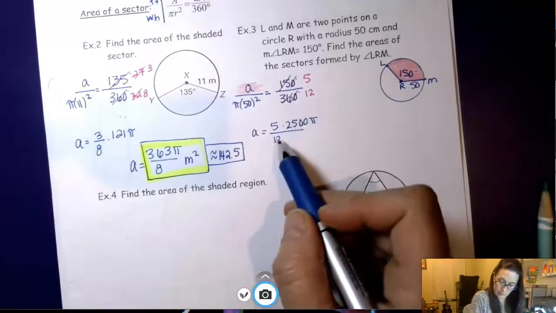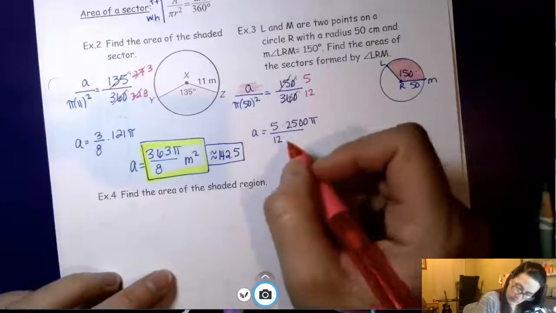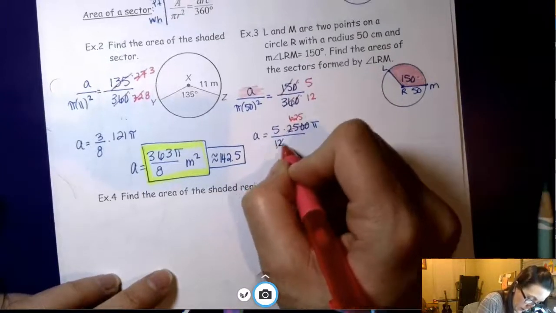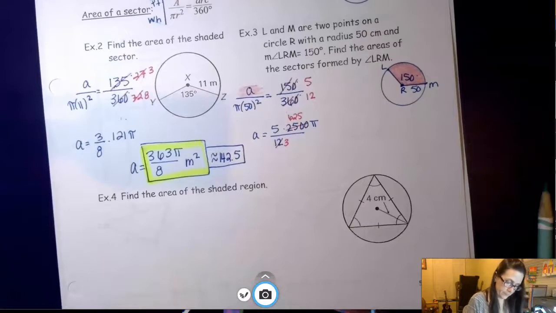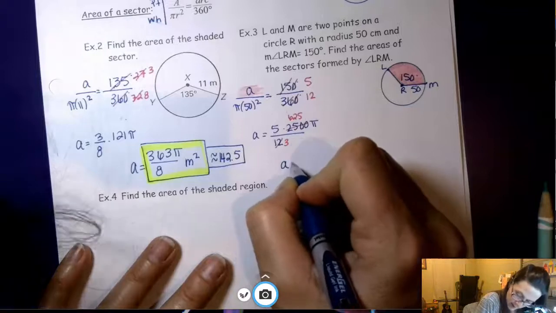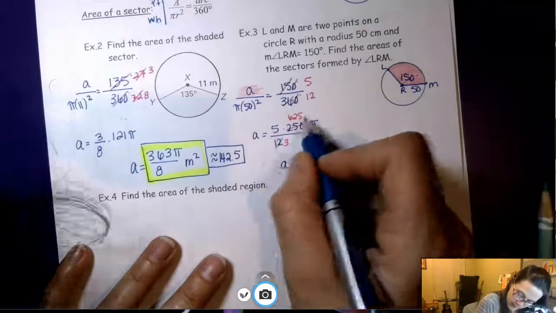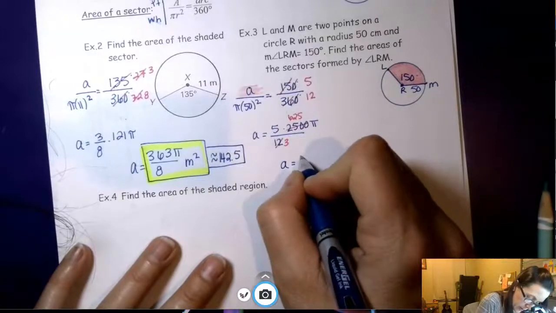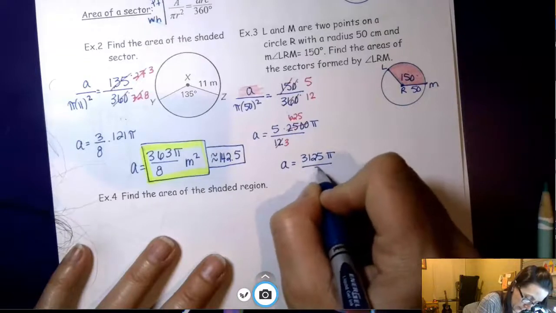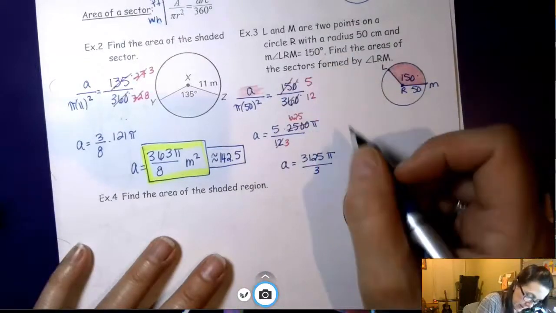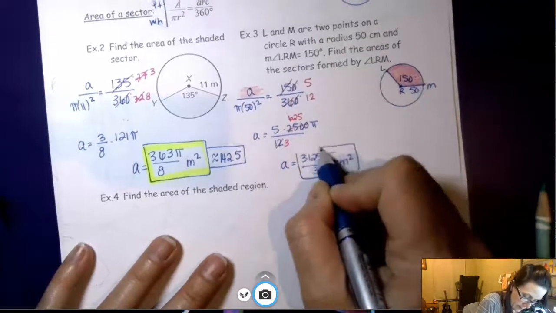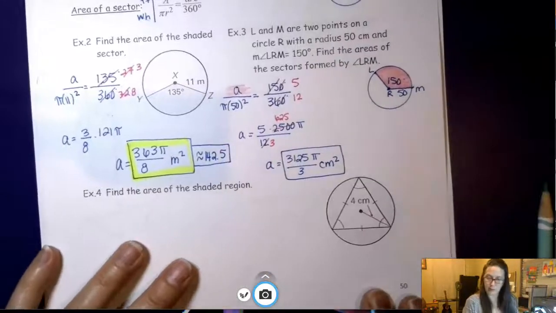Well, these are definitely both divisible by 4. So if I divide by 4, I get 625 over 3. 3 does not go into that. So my final answer here, A, is going to be equal to 5 times 625 is 3125 pi all over 3. Its area is in centimeters, so centimeters squared. And again, I believe this is the preferred answer. We're going to go ahead and keep it here.